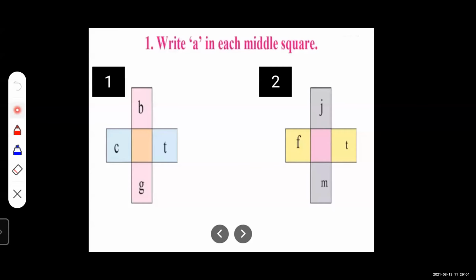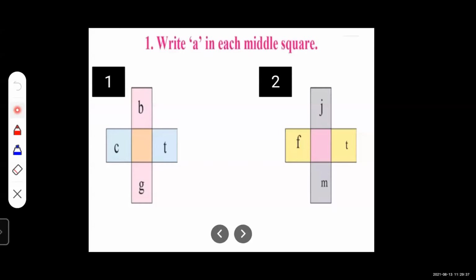Let's see the given instruction. So students, first we read this instruction. Write A in each middle square. So students, B-A-T, C-A-T. Very good. So J-A-M, F-A-T. Very good.